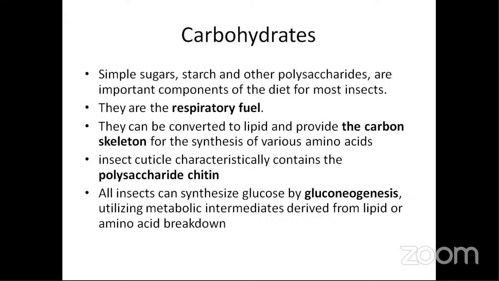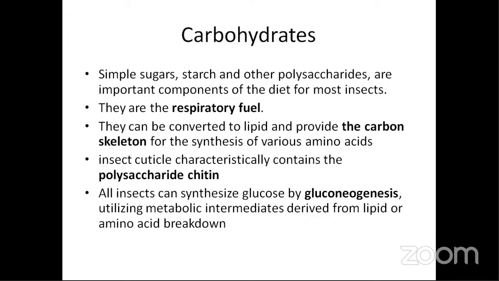And the insect cuticle characteristically contains a polysaccharide, chitin. You can see the chemical formula of chitin, C8H13O5N. You should remember the numbers also. It will be asked in exams. It was asked in earlier years also. It's a mandatory one.